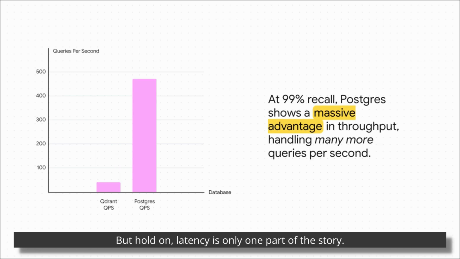But hold on. Latency is only one part of the story. What about throughput? How many queries can it handle at the same time? And this is where the entire narrative just completely flips on its head. Just look at these numbers. Postgres is cranking out over 470 queries per second. Qdrant, about 41. This isn't just a comeback. This is a knockout punch.